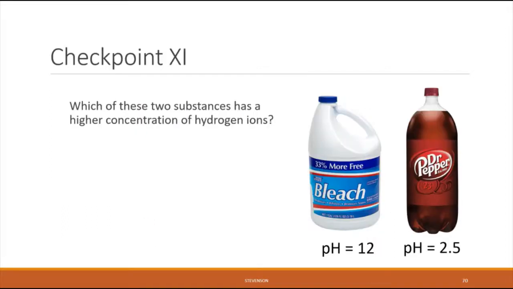So we have one final checkpoint to round us out on this topic of acids and bases. Here I have two common substances that you're probably familiar with. We have bleach on the left, which sits at a pH of about 12, and Dr Pepper on the right, which sits at a pH of 2.5. Tell me, out of these two, which has a higher concentration of hydrogen ions in it?